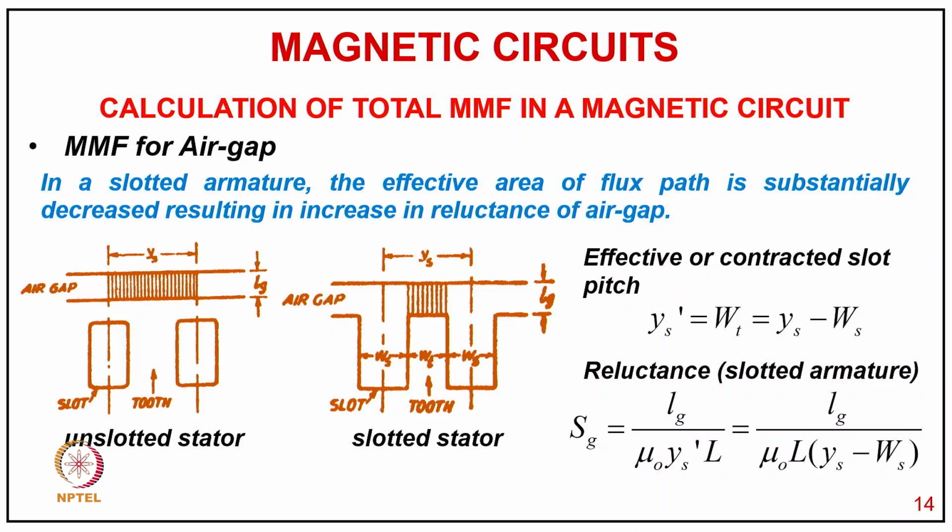So the effective or contracted slot pitch is ys dash equal to wt into ys minus ws. So the reluctance of the slotted armature will be Sg, typically Lg upon mu 0 ys dash Ls, and that is equal to Lg upon mu 0 L in bracket ys minus ws. Because of the presence of the slot, the path width is typically reduced, which means the major flux typically flows only through this path.